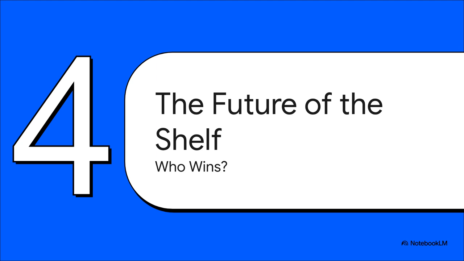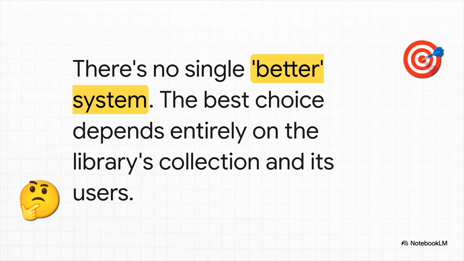And that brings us to the big question. In this century-long battle for the bookshelf, who actually wins? And more importantly, what does the future even hold for organizing information? The truth is, there's no single champion here. The better system is simply the one that works best for a particular library and the people who use it. It's not about finding one perfect system, it's about finding the right tool for the job.